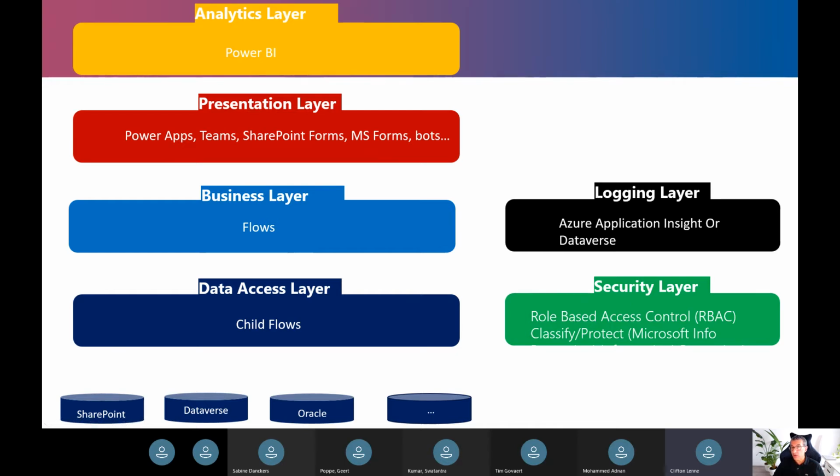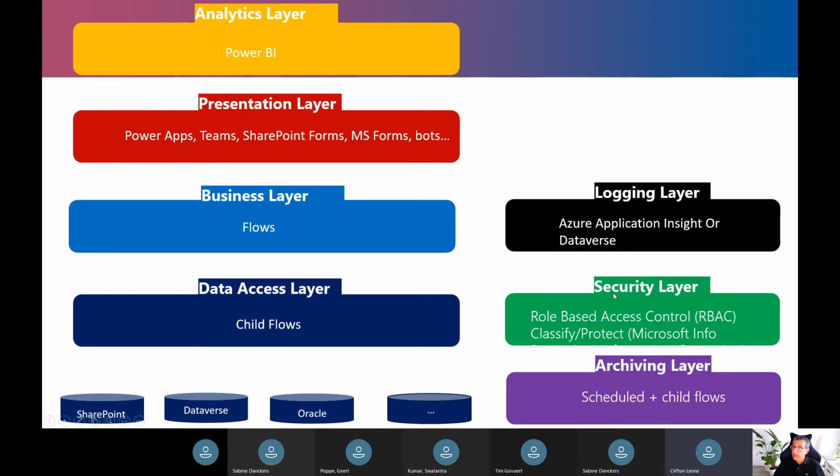In some cases, you also need some specific security behavior. Not anyone can see everything, so sometimes you need to apply unique permissions. That's why I have a security layer, where I apply role-based access control, or I can classify the data as well. And in many applications, at some point, the data needs to be archived, so there is a retention policy that you need to apply. So I have an archiving layer as well. I usually create child flows for that.